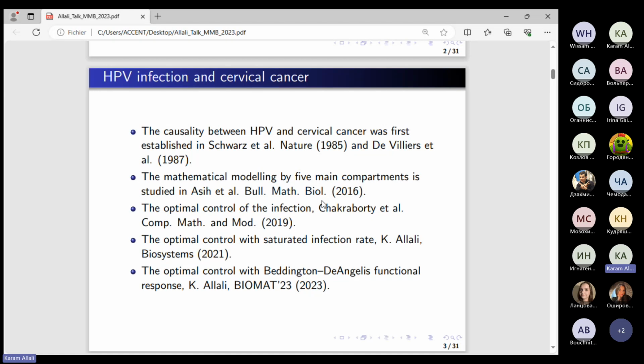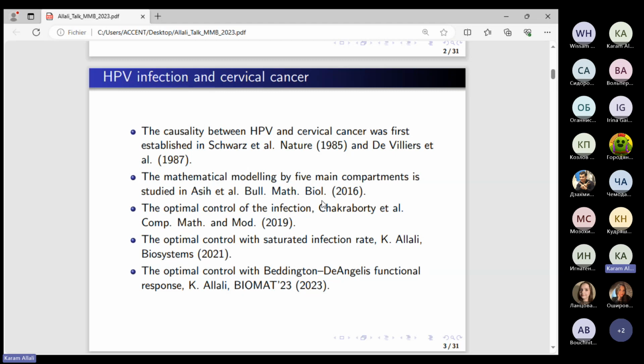This is very important because some cancers can originate from viruses. The virus is HPV, the abbreviation of human papillomavirus. After that, many works have been fulfilled about the dynamics and the mathematical modeling of HPV and cervical cancer. There are many.